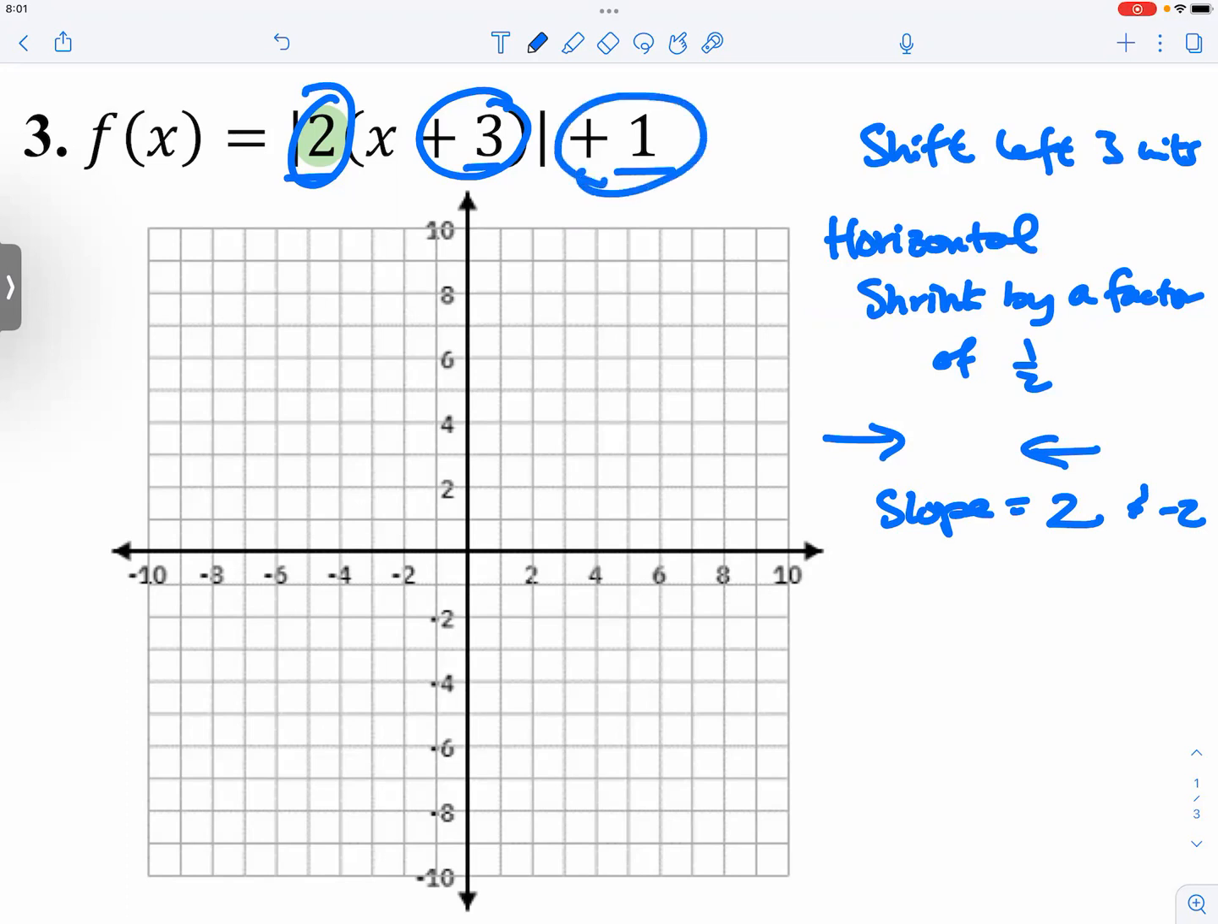And then ultimately we have a vertical shift up 1 unit. So we go to the left 3 units, all right, and then we move up 1 unit. So that would be our vertex right here. So left 3, up 1. And then the slope is going to be 2 and -2. So you look at the grid, the squares, you count them, and then you can make as many points as you want to, just to make sure that you have the graph absolutely drawn correctly.